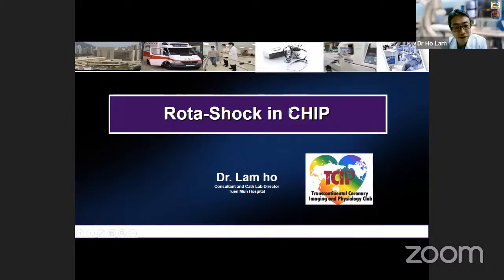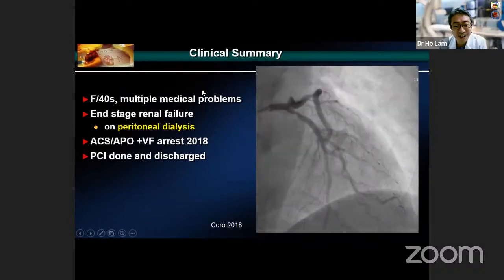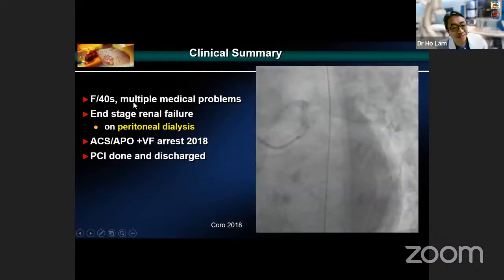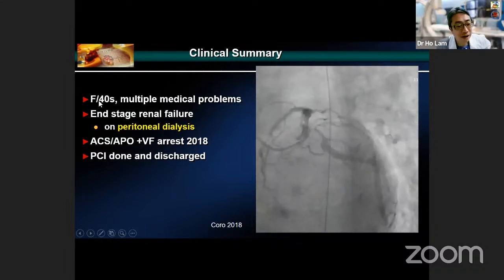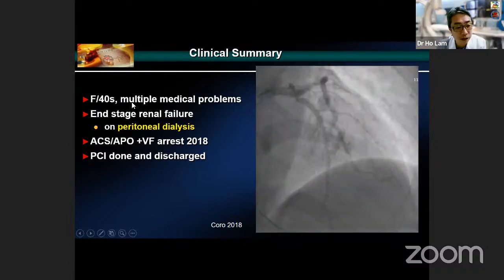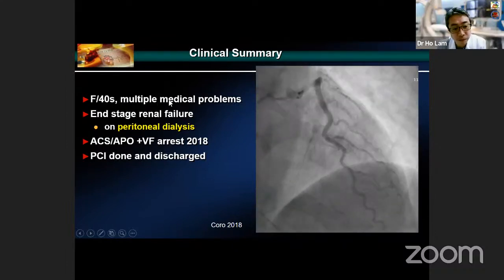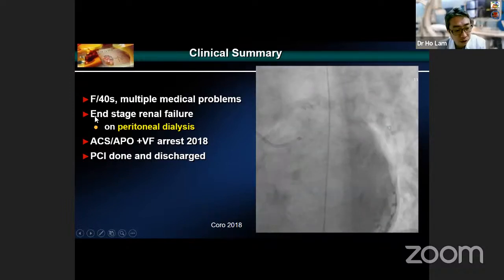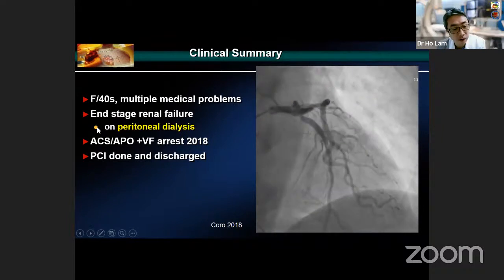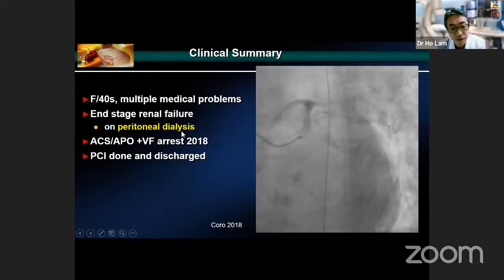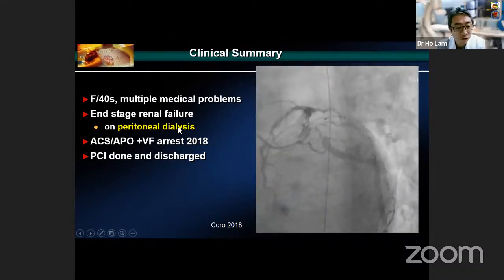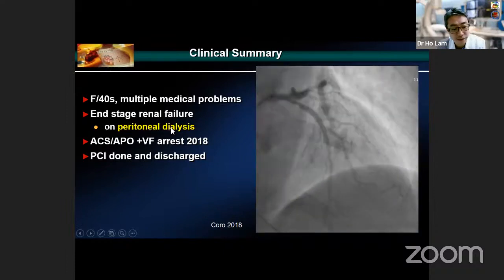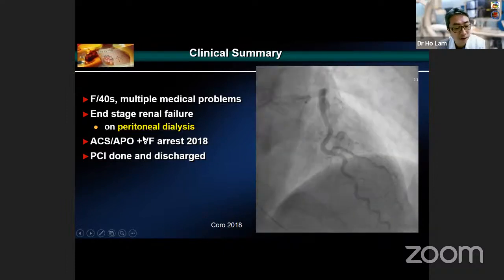I think my case is not as complex as Dr. Alan Chan's. Compared to his case, this patient was a 40-year-old lady with multiple medical problems. Actually, the major problem is she had end-stage renal failure on peritoneal dialysis. I think this is unique in Hong Kong. Maybe not everyone has had this experience of peritoneal dialysis.